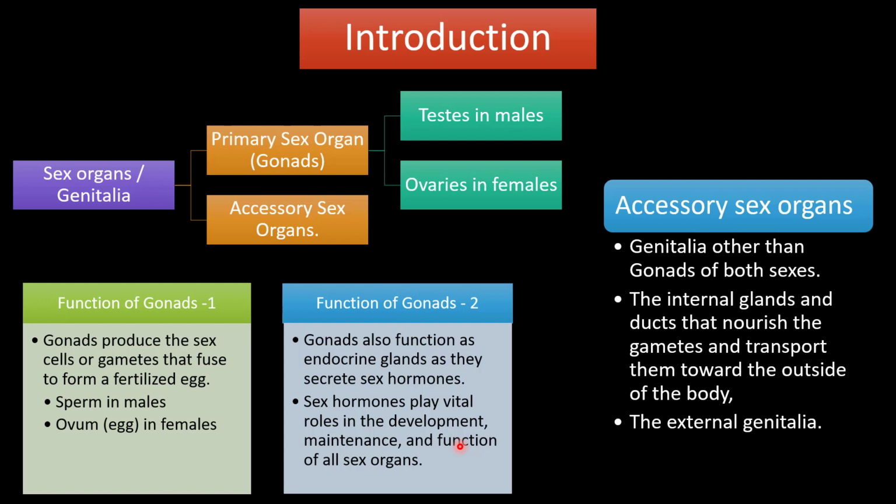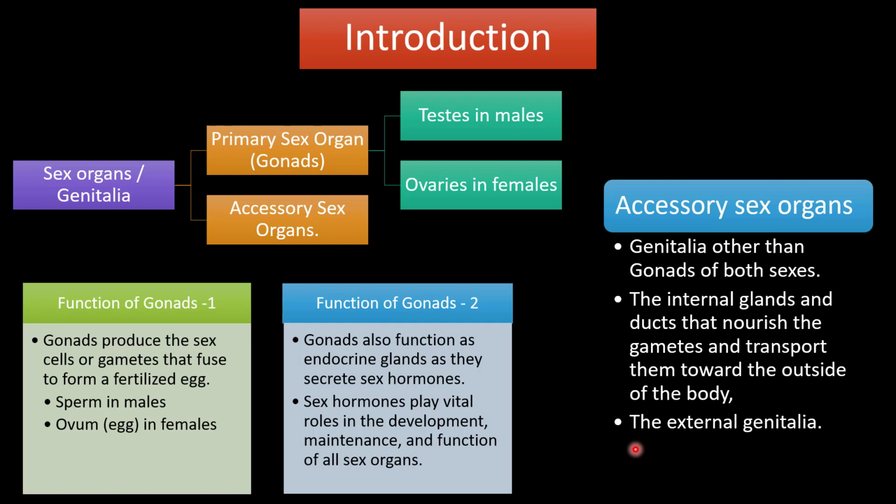Remember, accessory sex organs are all the sex organs except the primary sex organ or the gonads, that is, genitalia other than the gonads of both the sexes, both male and female. The internal glands and ducts that nourish the gametes and transport them towards the outside of the body are simply referred to as accessory sex organs. The second one, the external genitalia, is also referred to as accessory sex organ.